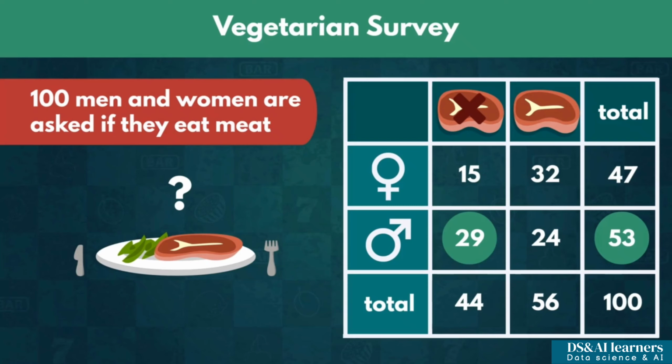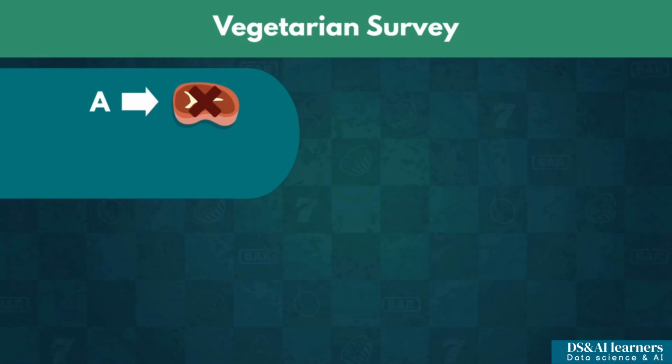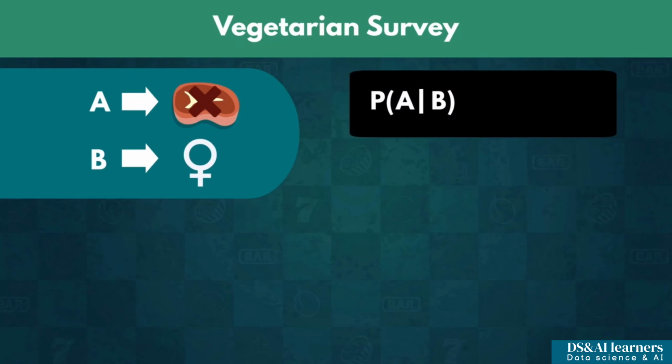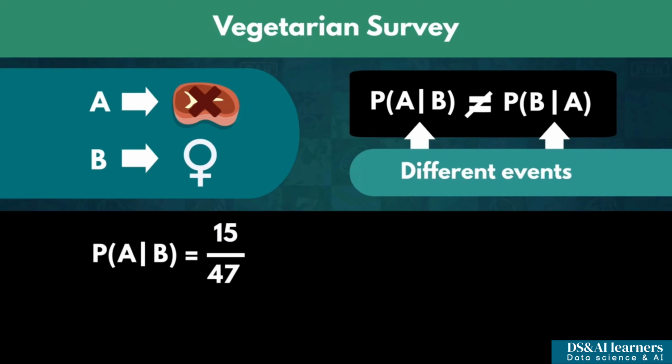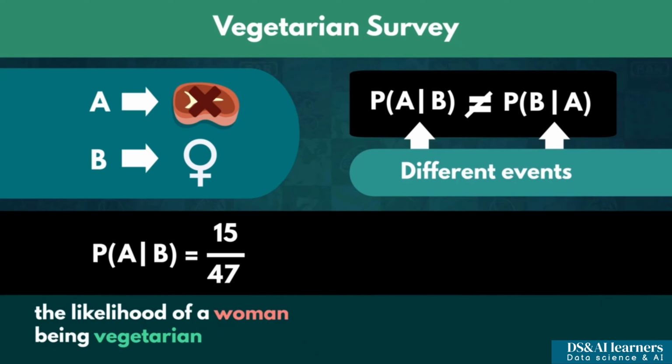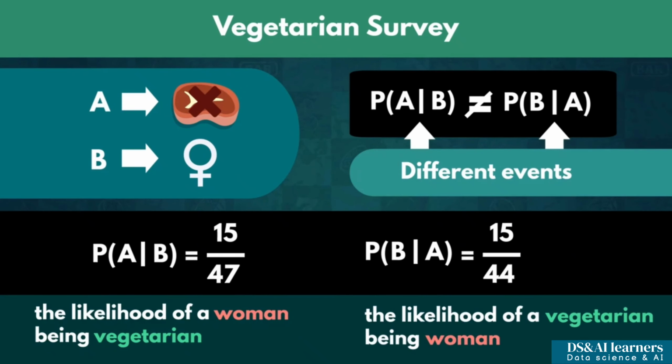Now, if A represents being vegetarian and B represents being a woman, then P of A given B and P of B given A express different events. The former equals 15 over 47 and represents the likelihood of a woman being vegetarian, while the latter equals 15 over 44 and expresses the likelihood of a vegetarian being a woman.